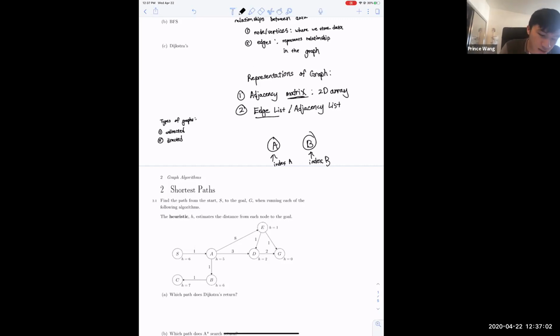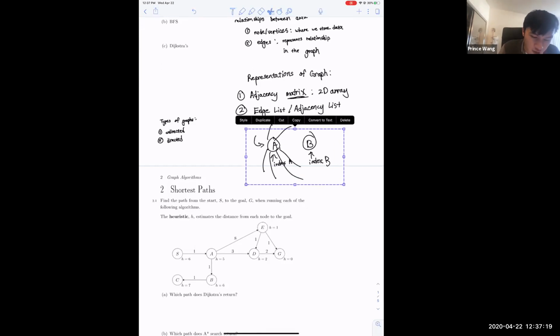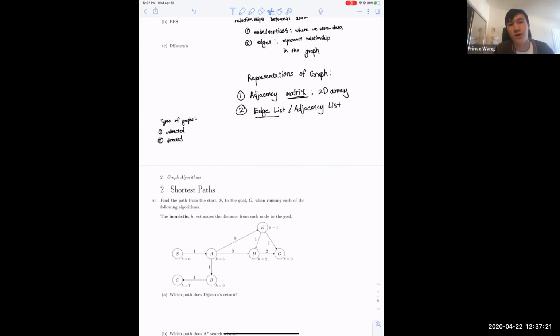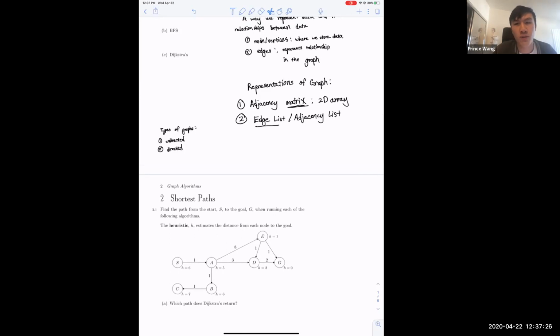Whereas in the case of edge list, I'll need to go to the list of A, and then I'll have to go through all the edges A has, right? And in a graph where we have very few vertices but lots of edges, A is going to have a bunch of edges going out. So in that case, actually the adjacency matrix is more efficient. So going back to our question, which representation is more efficient? The answer is that it depends.